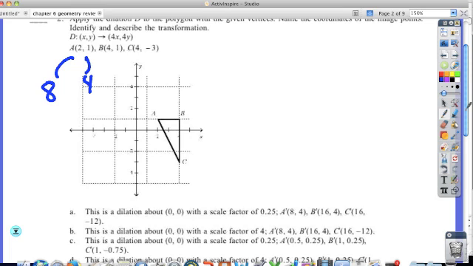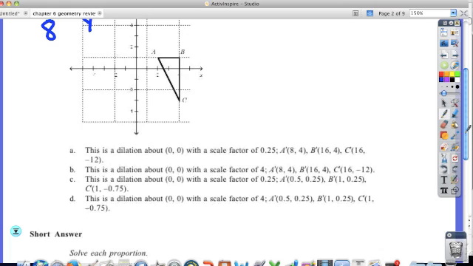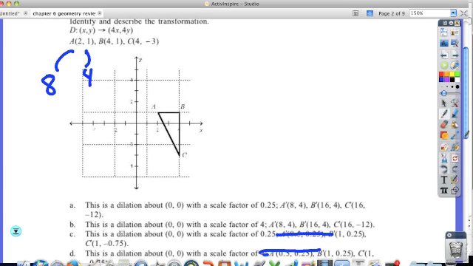At this point, I can scroll down here and see it can't be C, and it can't be D because those are the wrong coordinates. Everything got multiplied by 4. The scale factor is 4. B is the correct answer. If I had said by 1/4, then it would have been 0.25. But I didn't say times 1/4, did I? I said times 4.